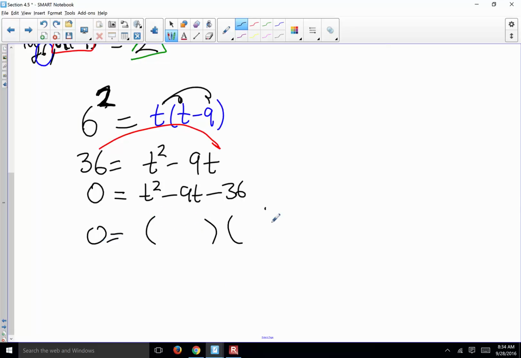Alright, somebody help me. What values multiply to minus 36 and add to minus 9? Minus 12 plus 3. So t is 12, or t is minus 3. Okay?